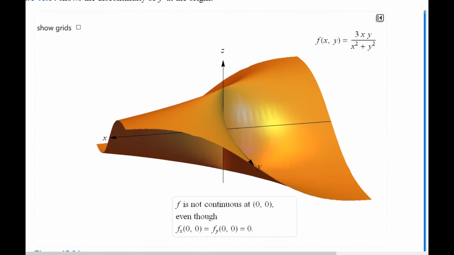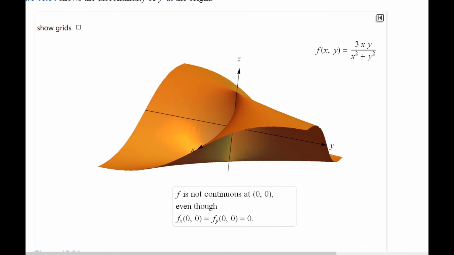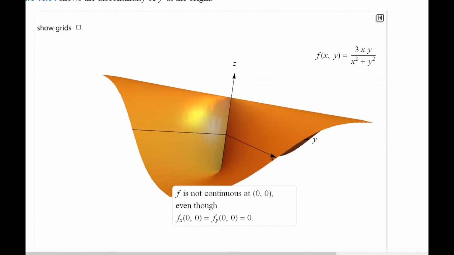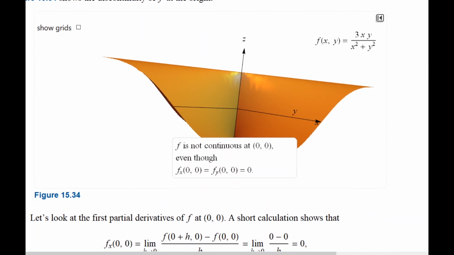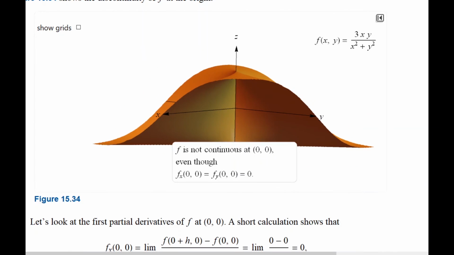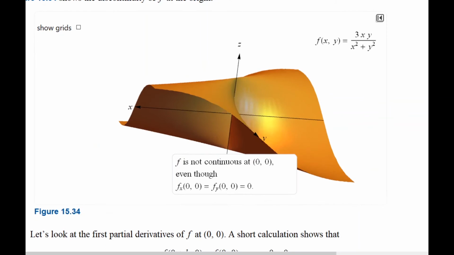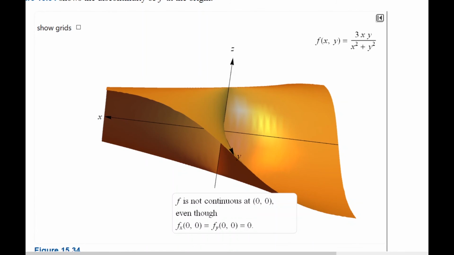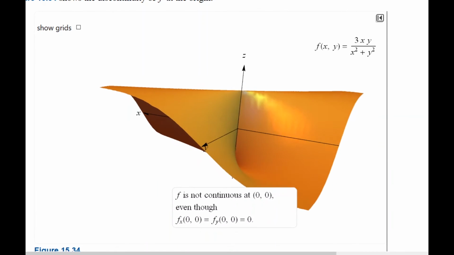And what you're seeing here is the function that we looked at, in which the partial derivatives existed, but it was not differentiable. So here's that function. It's not differentiable, although the partial derivatives exist along the y and x axis, and they are equal to 0. So both partial derivatives existed, but the function is not differentiable.